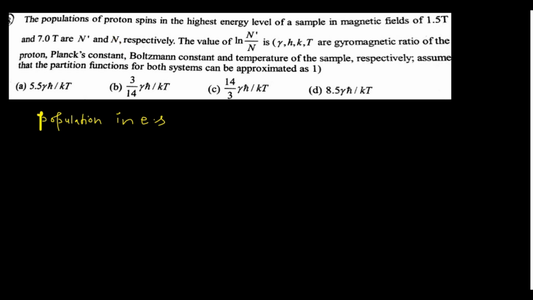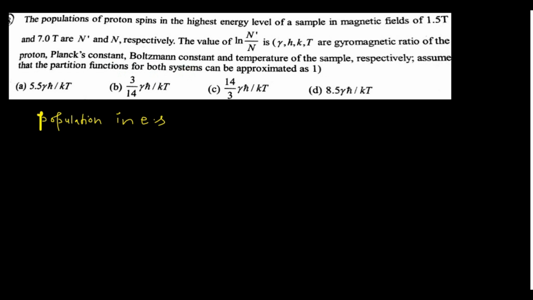The gyromagnetic ratio, Planck's constant, Boltzmann constant, temperature, all things are taken as constant. And one very important thing is that the partition function is assumed to be 1. There is no need to go into that much detail. If you simply apply the Boltzmann distribution law, you will get the answer. So why go for such complications?